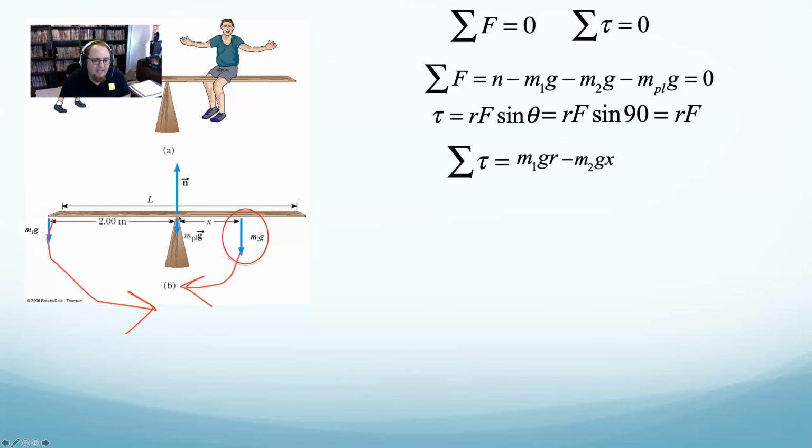But the plank is at the pivot point, and the normal is at the pivot point. What that means is the value for r for the plank and the normal is zero. And if the value of r is zero, the torque is zero. This is going to be a common thing when doing these problems.